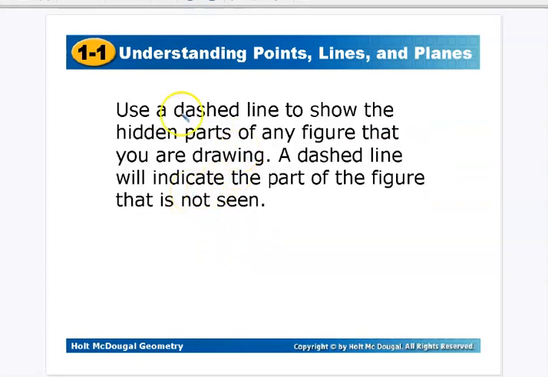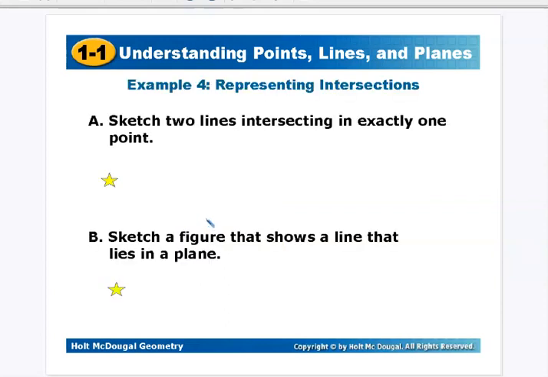Next, little piece of information here. Use a dashed line to show any hidden parts of a drawing. It will indicate that that is a hidden portion of your geometric image. So we want to sketch here, A, 2 lines that intersect in exactly 1 point. I'll let you do that. And B, we're going to sketch a figure that shows a line that lies in a plane.